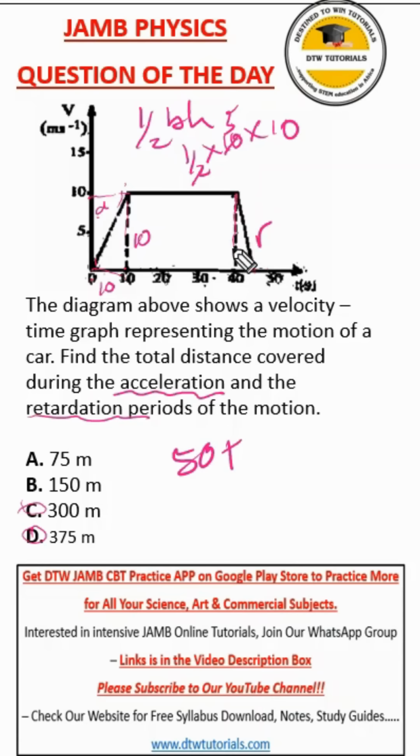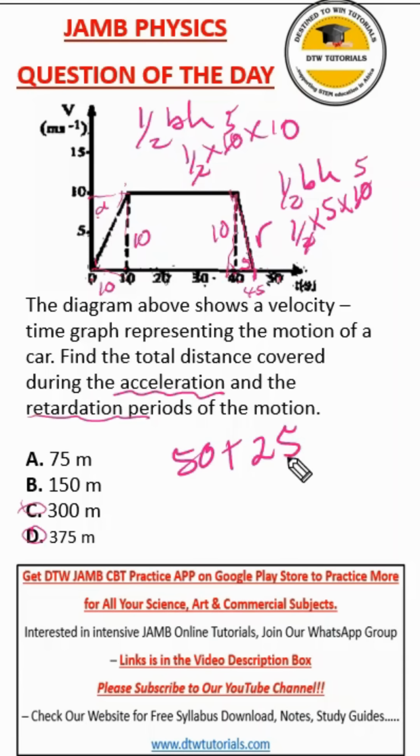Now this is the second triangle for retardation. We still use half base times height, area of a triangle. Now what is the base here? If you can see, this line stops here, so it's like in the middle of 40 and 50. So this will be 45. So the distance from 40 to this 45 is 5. And the height still remains the same, from here to here, which is 10. So we have half times our base, which is 5, times our height, 10. 2 would cancel this 10 to give us 5. 5 times 5 is 25, right? So we add 25. So 50 plus 25 gives us 75 meters. So our answer here is A.